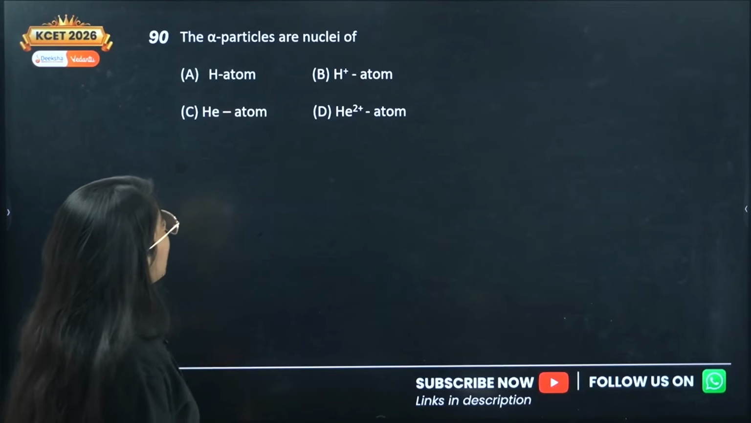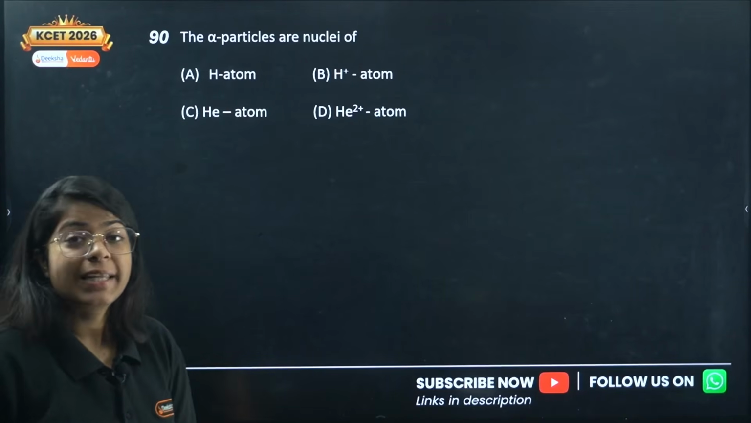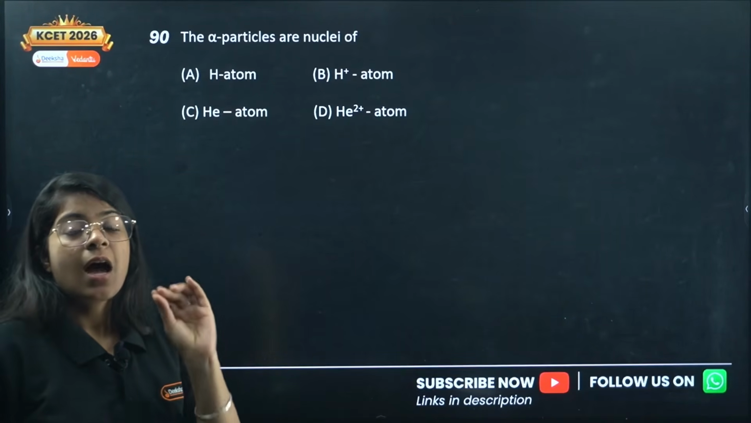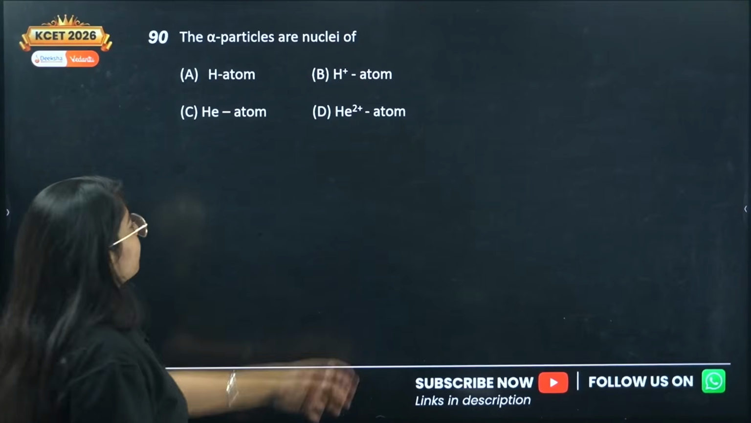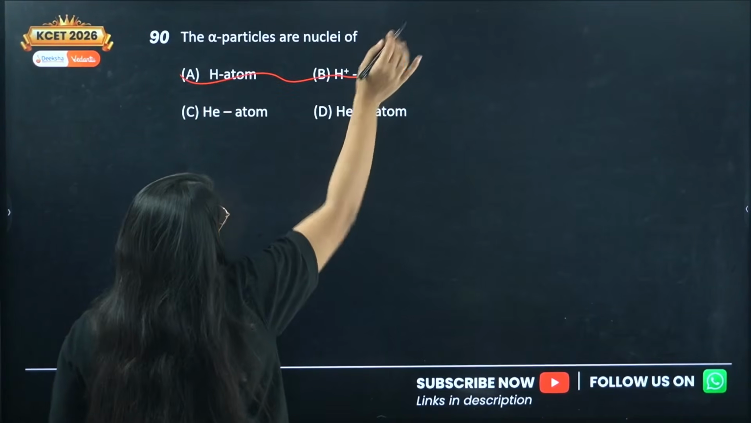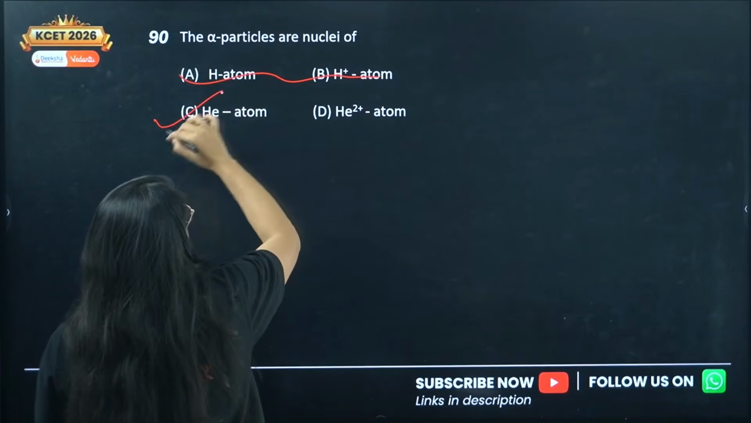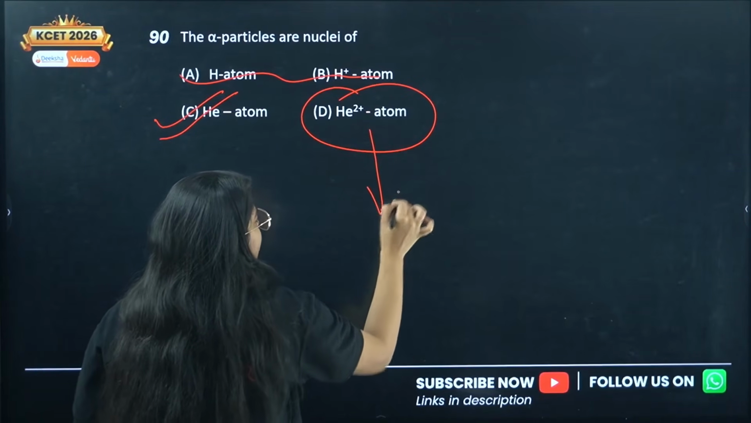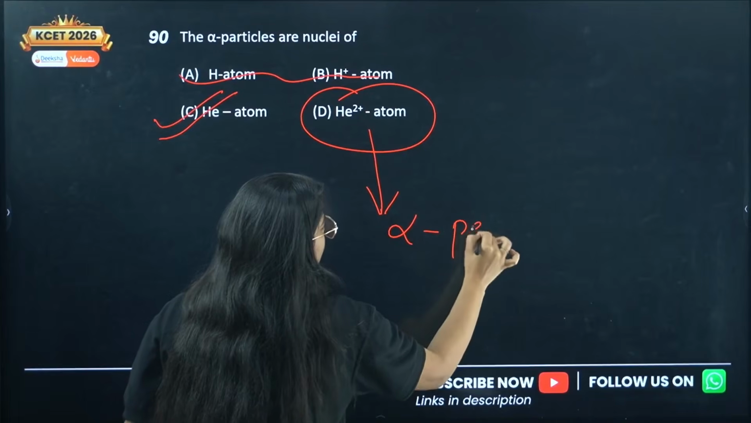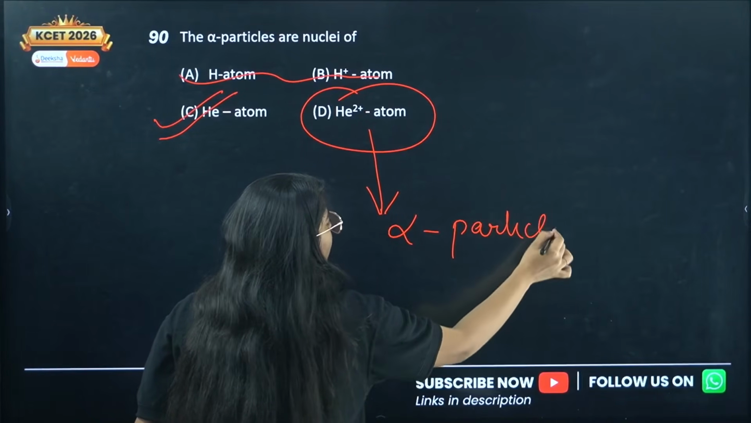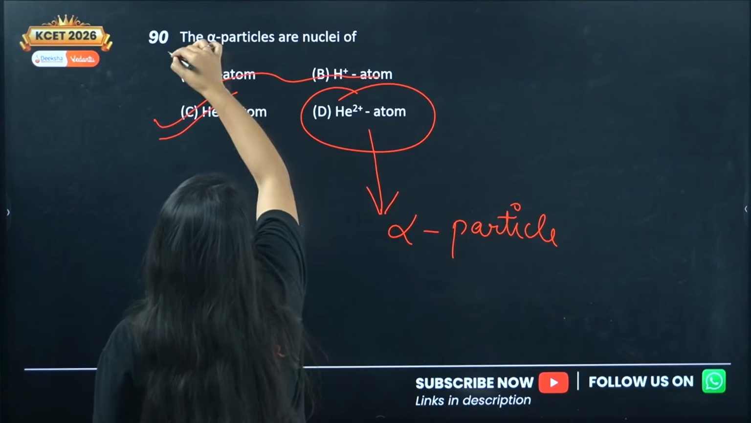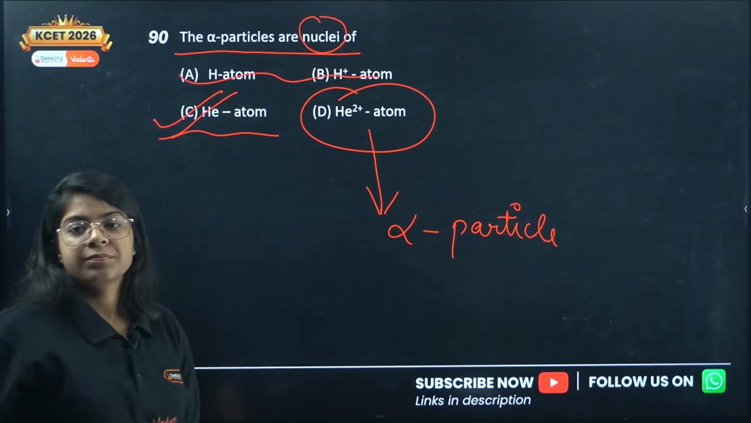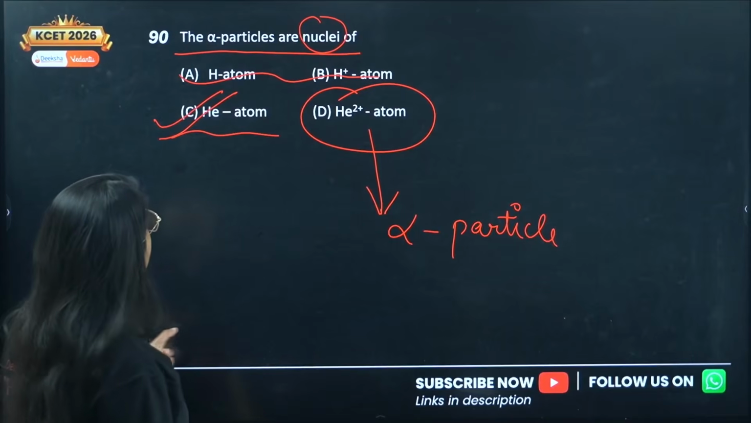90th question, the alpha particles are nuclei of. They didn't ask what alpha particles are. They asked alpha particles are the nuclei of. Clearly not hydrogen atom. They are the nuclei of helium atom. Now helium 2 positive ion is in itself an alpha particle. But they did not ask what an alpha particle is. They asked the alpha particles are nuclei of. That is helium atom. Correct.